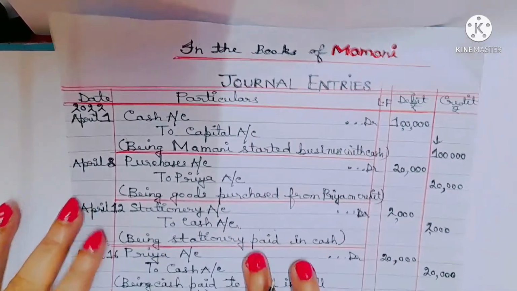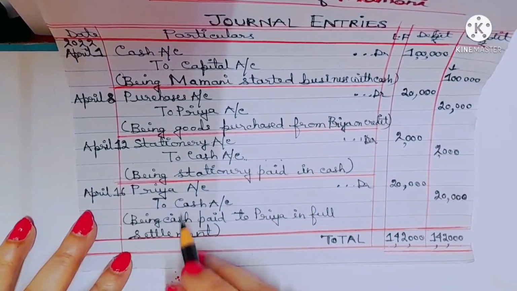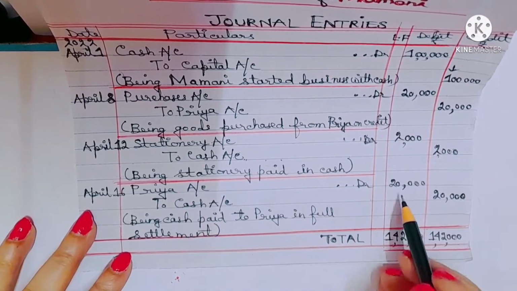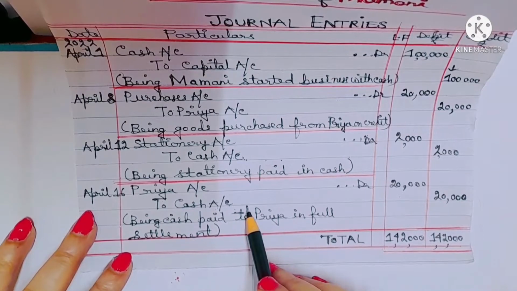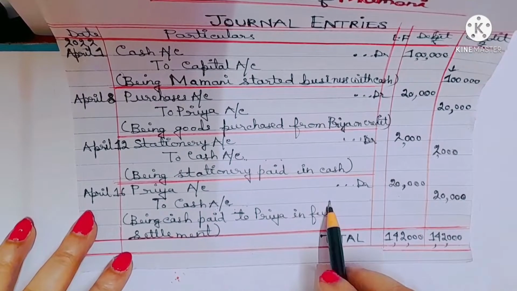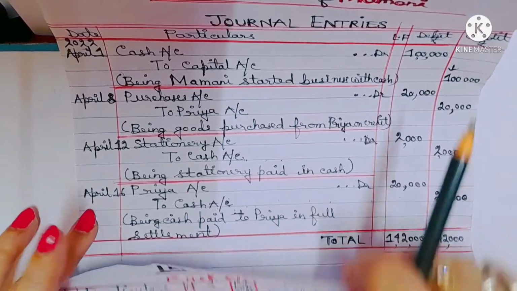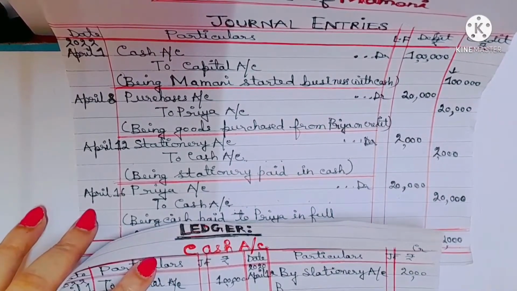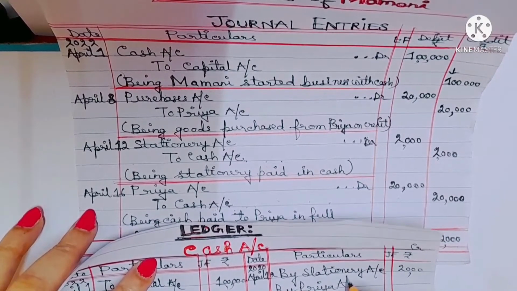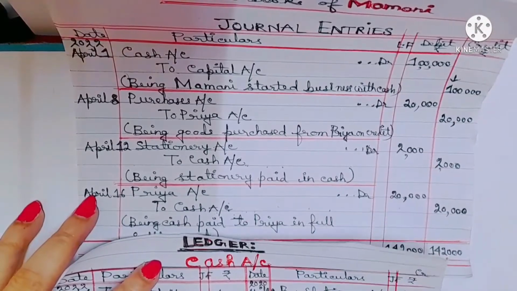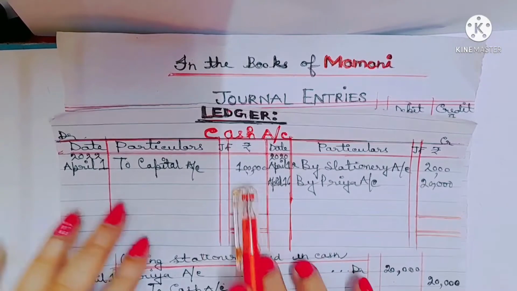Any other cash transaction? Yes, see, on 16th April, Priya account to cash account, 20,000. So where is cash account? What is the position of the cash account? Cash account is on the credit side. So Priya account will also appear on the credit side in the cash account. By Priya account, how much? 20,000. Now you tell me, which side is greater, debit side or credit side?